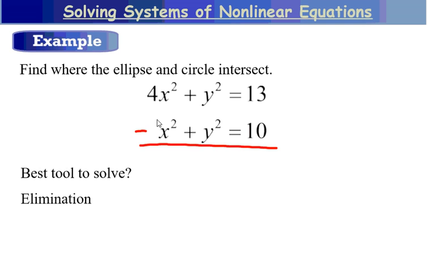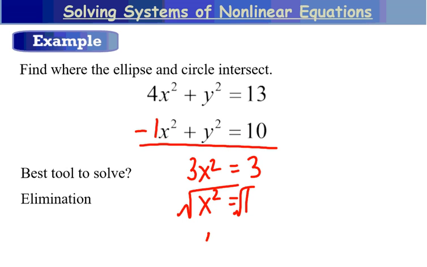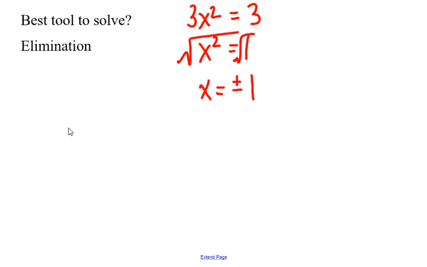Subtract to get rid of my y squareds. 4x squared minus 1x squared would be 3x squared. The y's are gone. 13 minus 10 is 3. If I divide by 3, I get x squared equals 1, and then I take a square root. And if I take a square root, you can't forget that you're going to get 2 answers. x equals plus or minus 1.